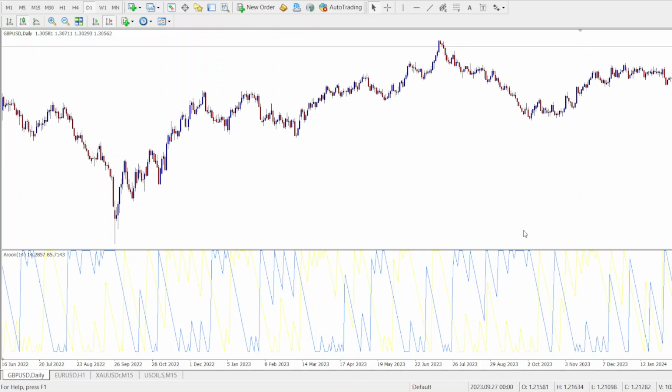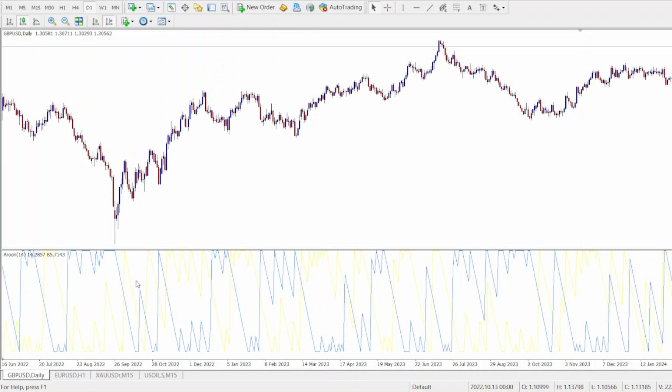All right, now we're going to be looking at the basic features of this indicator. We're going to be starting with these lines, the yellow line and the blue line.